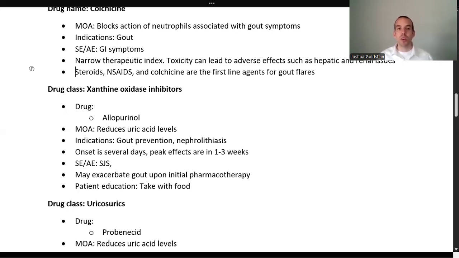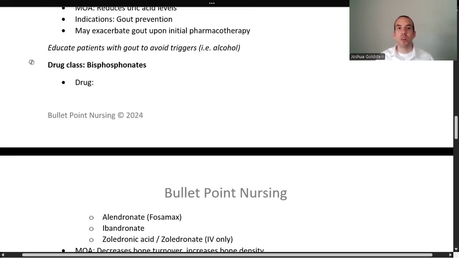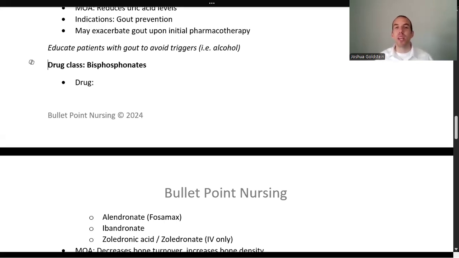Next, we have the uricosurics. The drug over here is probenecid. This one does the exact same thing. It reduces the uric acid level. And again, it's used for the same thing, for gout prevention. And again, the same thing, don't give it during an acute attack. Patients who do have gout, you do need to educate them to avoid the triggers of their gout attacks, such as alcohol or certain dietary items.